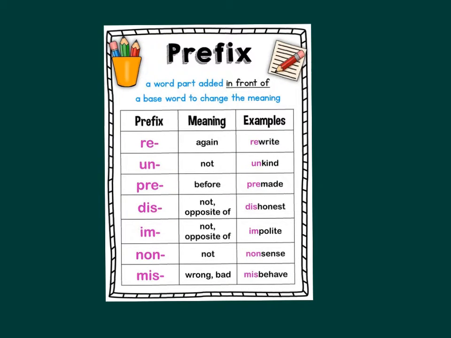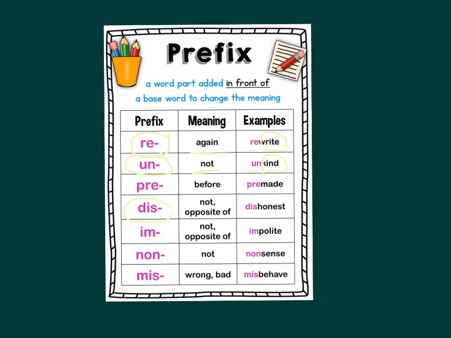So here are some examples. The prefix re, which we looked at last week, means again. So for example, if I have re and I add it to the base word write, my word means to write again. Last week we also looked at un, and it means not. So if I add un to the base word or root word kind, it means not kind.